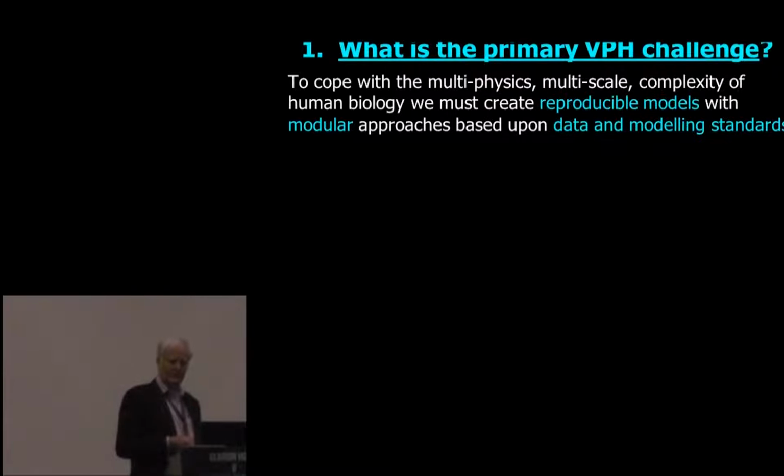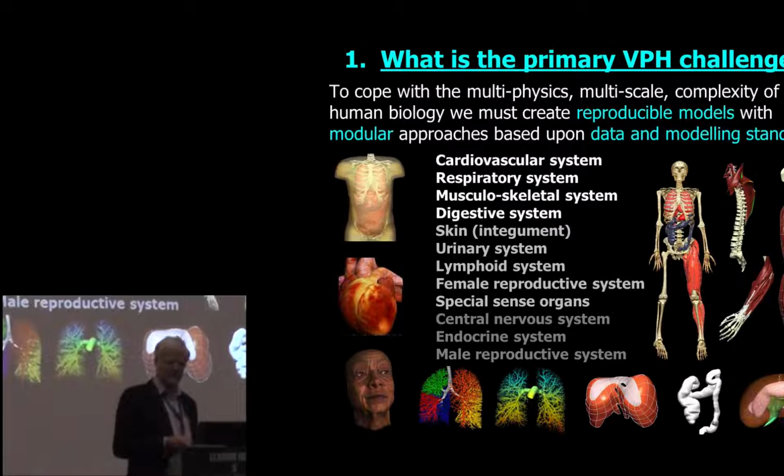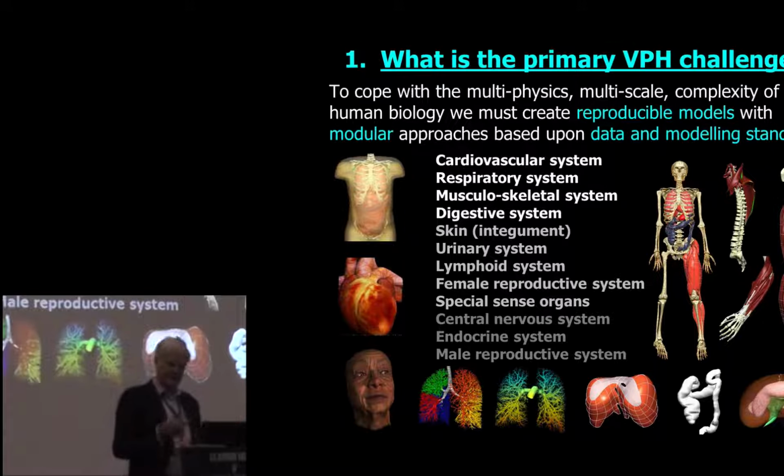And that has to be based, I think, on data and modeling standards. So there are 12 organ systems in the body, and there are now Physiome projects on all 12 organ systems, some of them more advanced than others, but people are collaborating all around the world on attempts to put together multi-physics, multi-scale models that deal with human biological function across all of these organ systems.